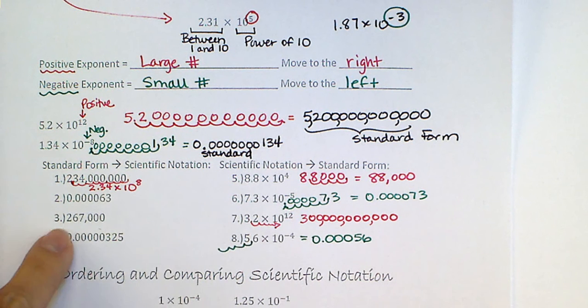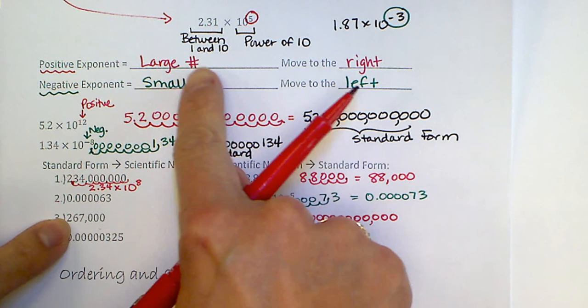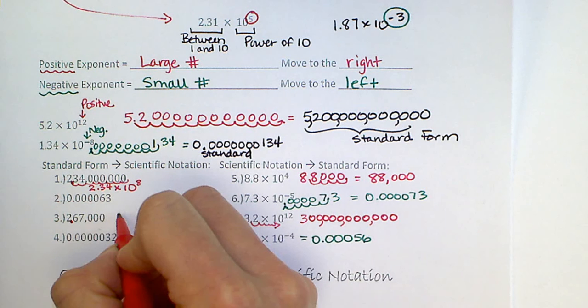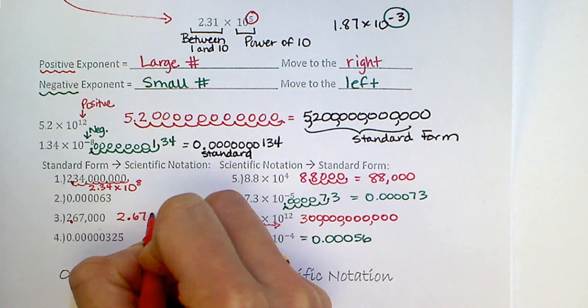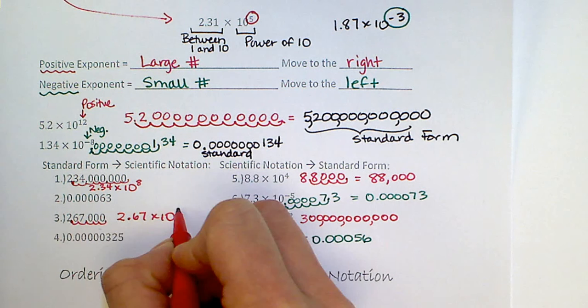Number 3, again, these are really big numbers. So large numbers, we're going to move to the right. So our decimal goes here. So we're going to have 2.67 times 10 to the, then count your loops, 1, 2, 3, 4, 5, times 10 to the 5th.